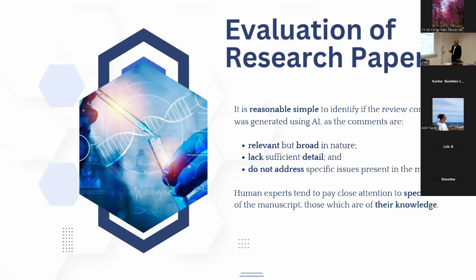So as I mentioned, it's reasonably simple to identify whether a review comment was generated by AI or not, because the AI comments are relevant but broad in nature. They lack sufficient details. They do not address specific issues in the manuscript. Human experts tend to pay close attention to specific issues, which of course come from their knowledge. So it's very easy to tell, and of course, when ChatGPT writes things, usually it will do something similar, no? Just write broadly, and it needs from you, from your intelligence, to go into specific details.